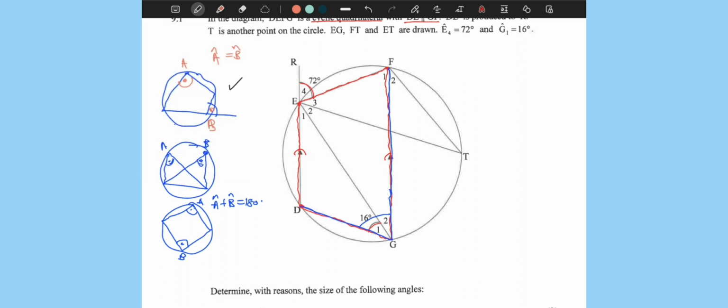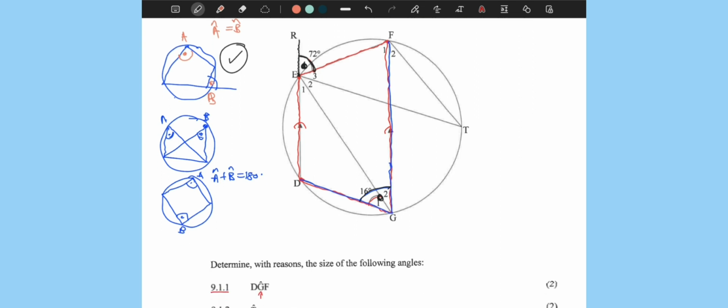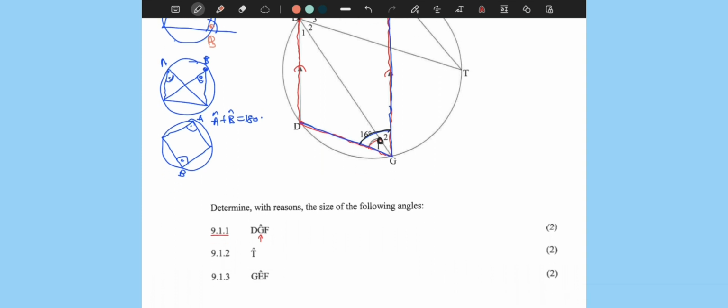Okay, let's see now what we can do. I'm going to start with the first one, because you can see this cyclic quad is highlighted by red color here. So I'm going to apply this. As you can see, this cyclic quad is extended from this point E going to point R, forming the exterior angle, which is E4 here. So this angle is the same as the whole of this, and the reason is the exterior angle of a cyclic quad. So this angle DGF is going to be 72 degrees.